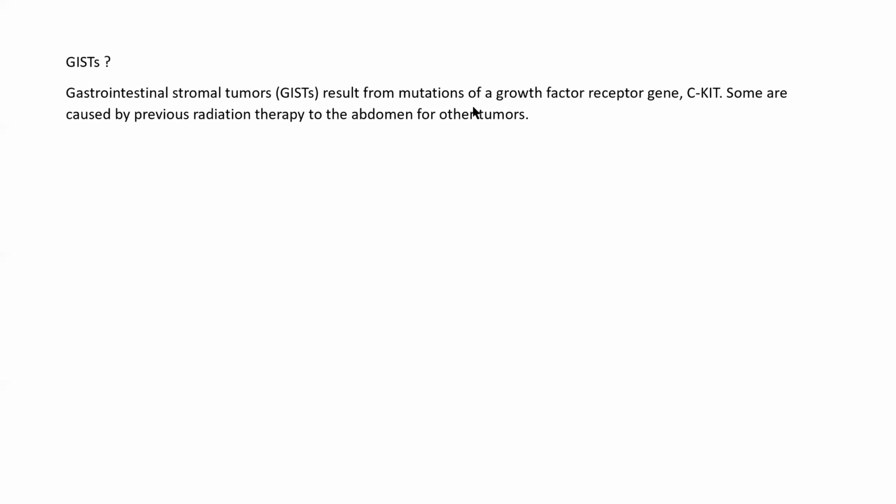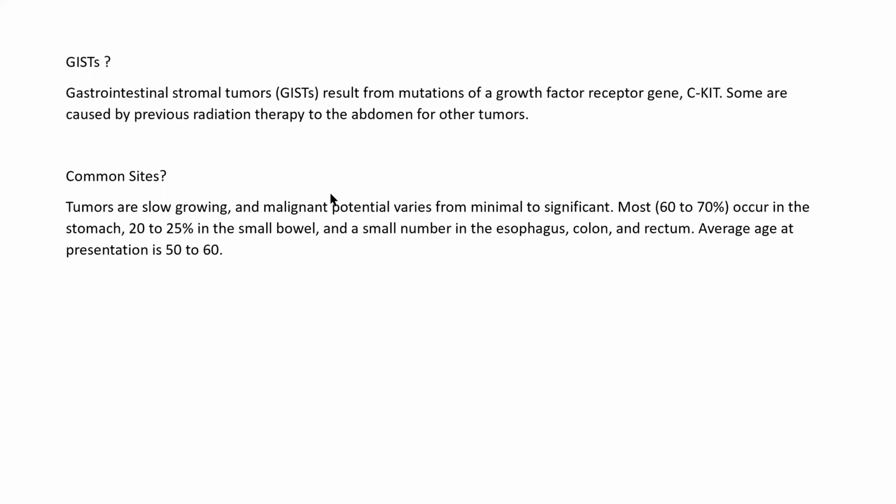GIST results from mutation of the growth factor receptor gene, c-KIT. Some are caused by previous radiation therapy to the abdomen or other organs. The tumors are slowly growing, and malignant potential varies from minimal to significant. About 70% occur in the stomach, and the rest can occur in the small bowel, esophagus, colon, and rectum. The average age is 50 to 60.